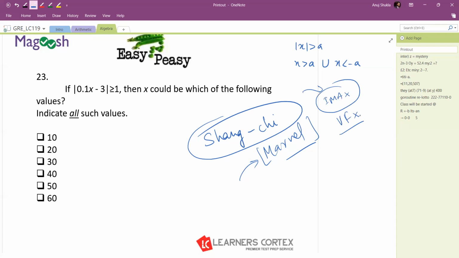Okay, a lot of talk about the heist movie and Shang-Chi. Let's get back to this question.